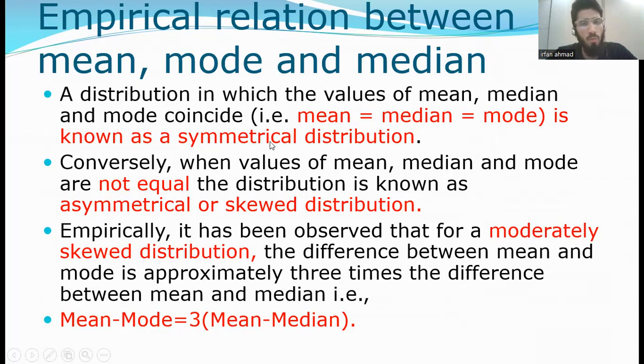That's why in research we mostly prefer symmetrical data, because for symmetrical data the result is more accurate. For symmetrical data, empirically it has been observed that if the data is moderately skewed, not too high skewness, then mean minus mode is equal to 3 times mean minus median. This is also a main formula you have to keep in mind.